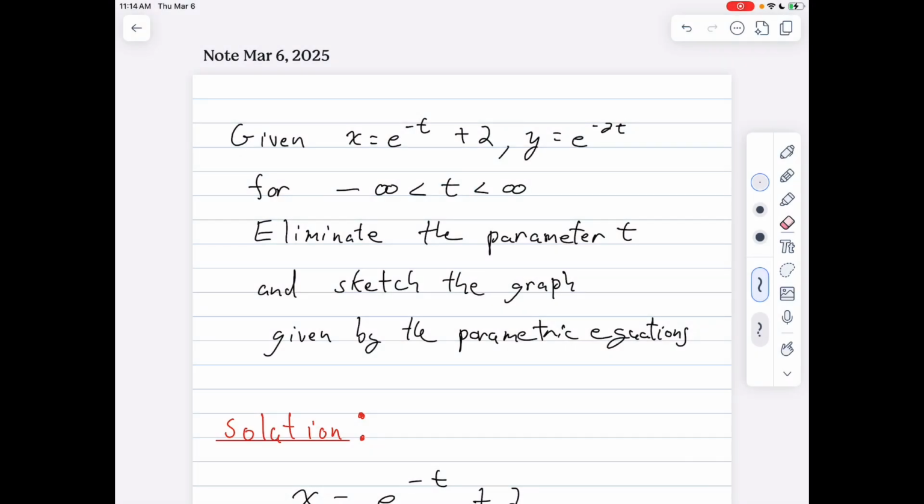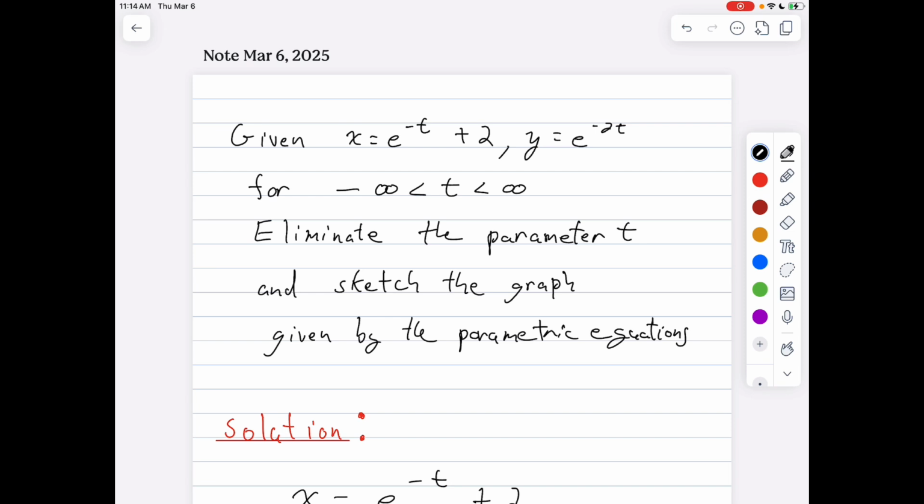All right, hello everyone. So today we've got a pair of parametric equations, and our goal today with these equations is to eliminate the parameter t and sketch the graph given by those parametric equations. So what I mean by getting rid of the parameter is to try to find a relationship that involves only x and y for these two parametric equations. So in other words, y equals something in x or x equals something in y is what we're trying to get at.